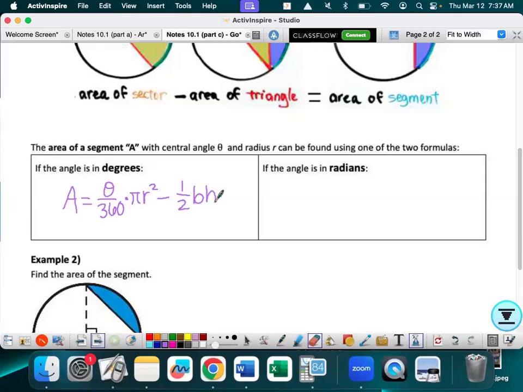If the angle is in radians, the area formula would be, you could either write your theta r squared divided by 2, or you could write your 1/2 theta r squared for your area of a sector. Minus, again, same formula for the area of a triangle, 1/2 base times height.